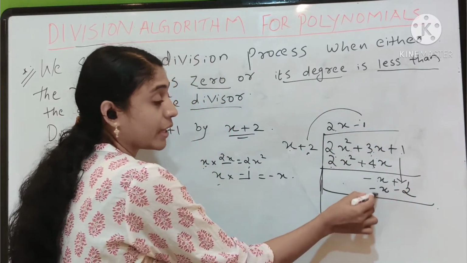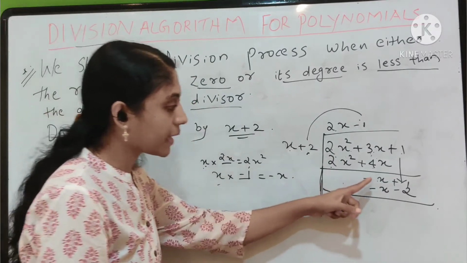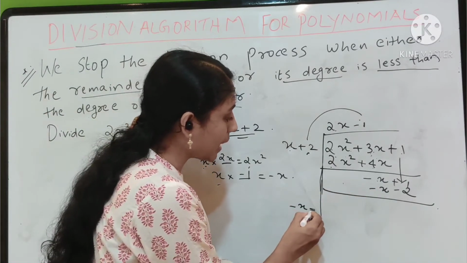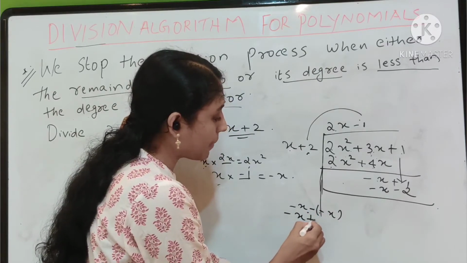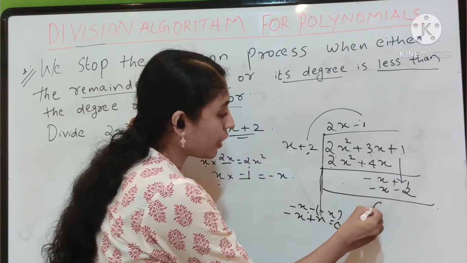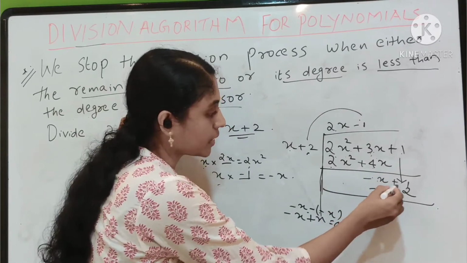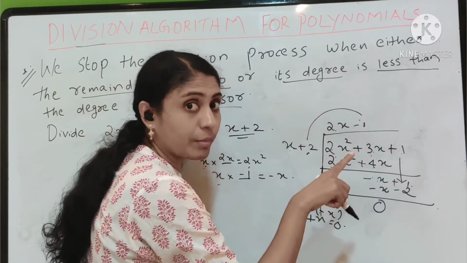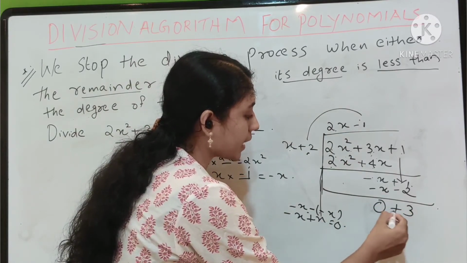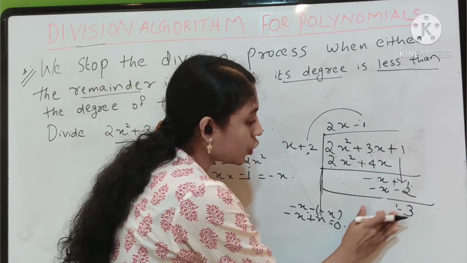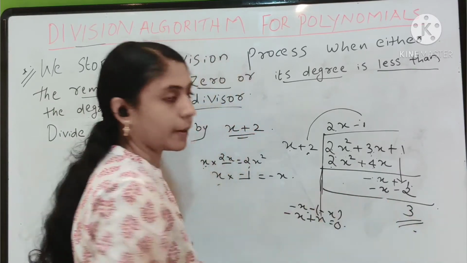Then you have to cancel the x term. So you have to subtract, because minus x minus of minus x: minus minus becomes plus. Minus x plus x is 0. So you have to subtract these two terms: 1 minus of minus 2, that is 1 plus 2, it is 3. 0 plus 3. That means the remainder is not 0, it is plus 3.